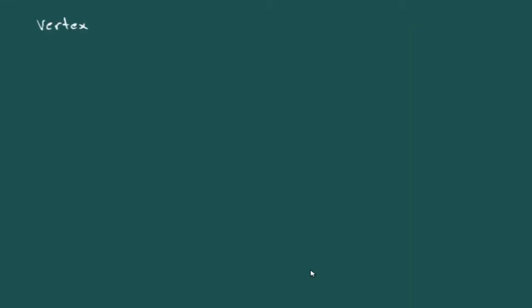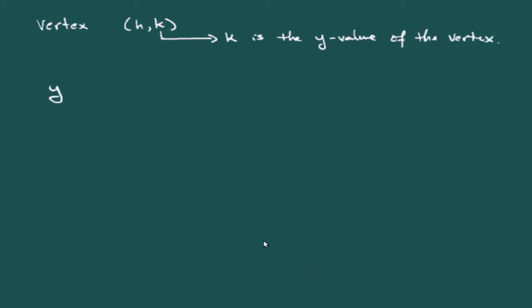Now for the vertex, remember, it's going to be h and k. Our k value is the y value of the vertex. We already know that the x value for our vertex is going to be negative b over 2a, because that's the x value where the axis of symmetry is running through. So we know our x value is negative b over 2a. We can get our y value by just plugging back in to the original equation. So if we've got x equal to negative b over 2a, we can plug that value in to find y. And so let's take one for example.